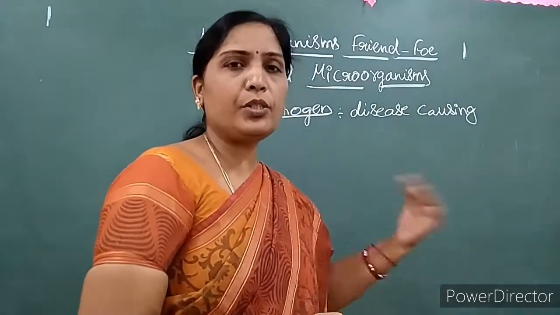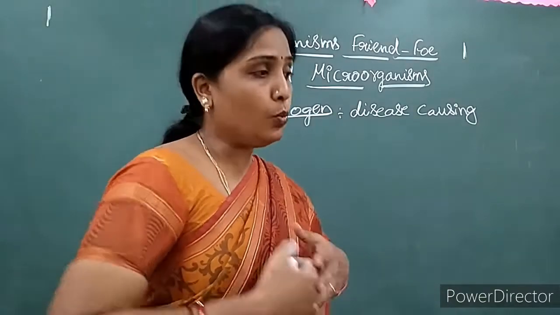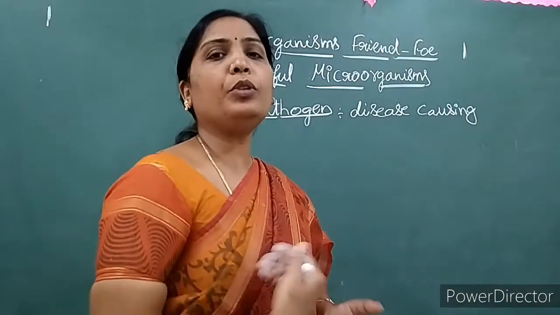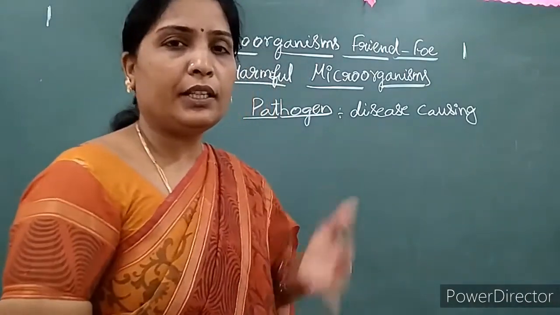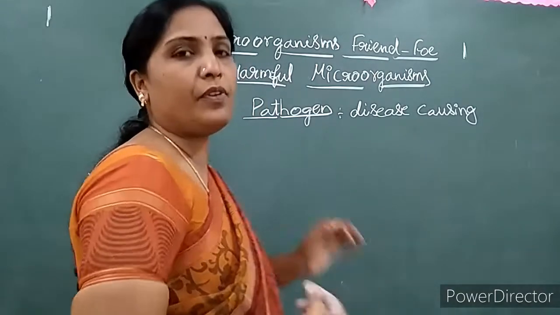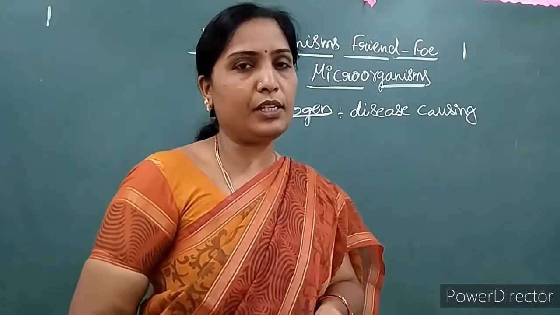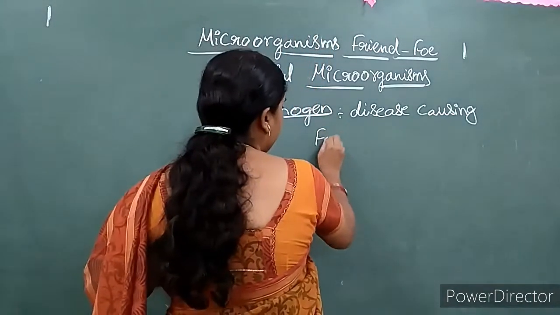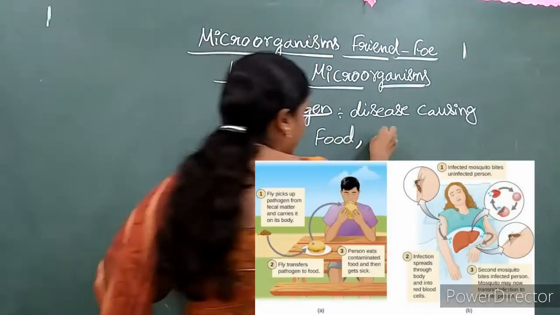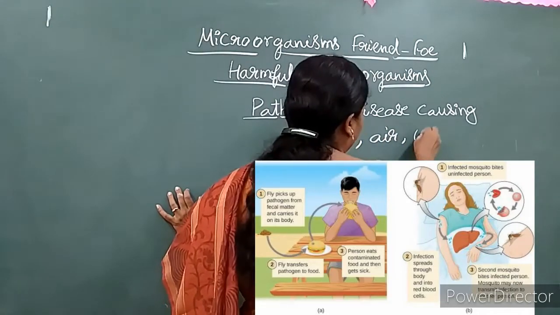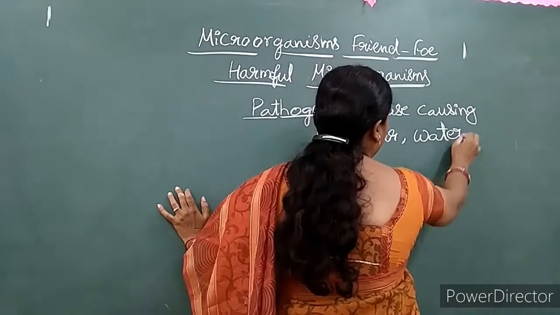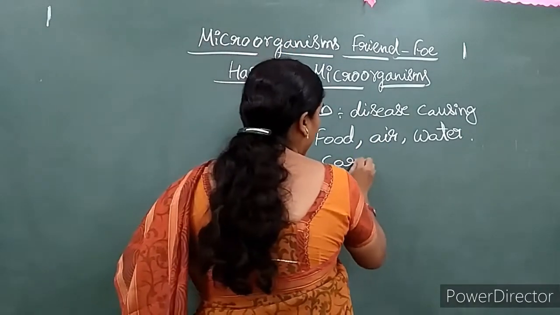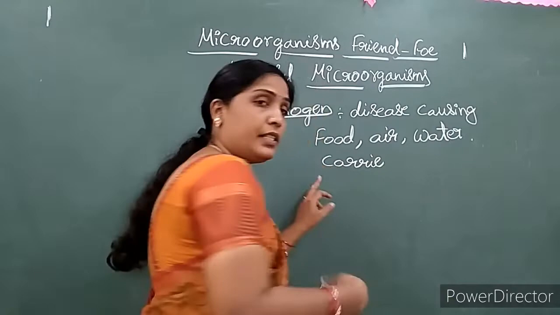Then how are these pathogens entering into our body? We are not going to them wantedly. We are not inviting them. Then how are they entering into our body? There are different ways for pathogens to enter into the human body. They may enter through food, through air, and through water, and sometimes by some carriers. Carriers we will discuss in detail.